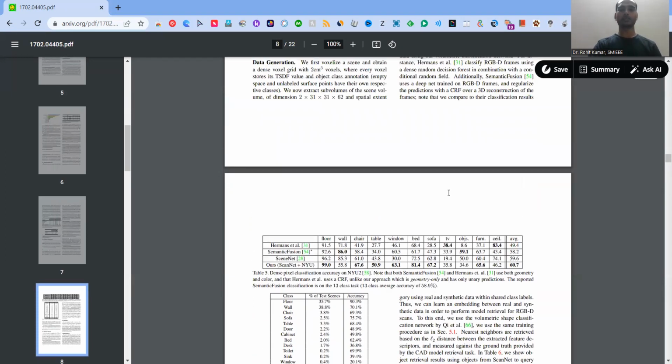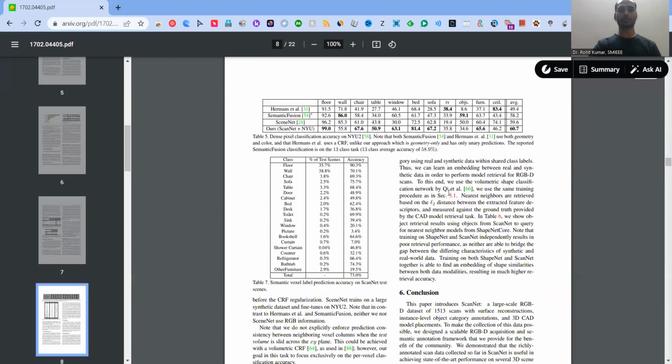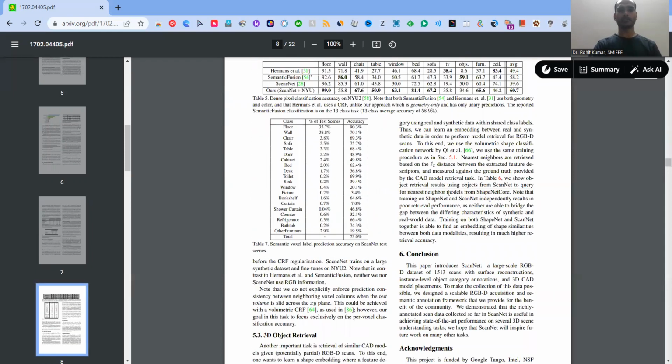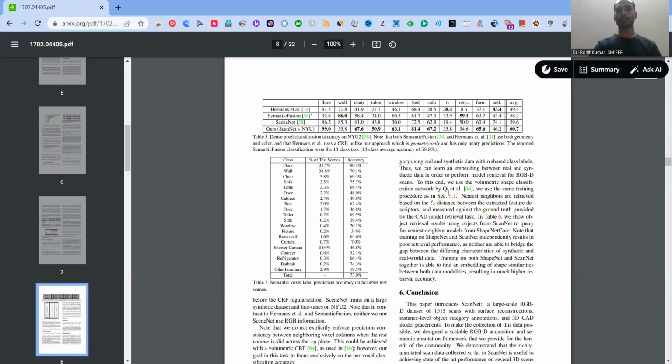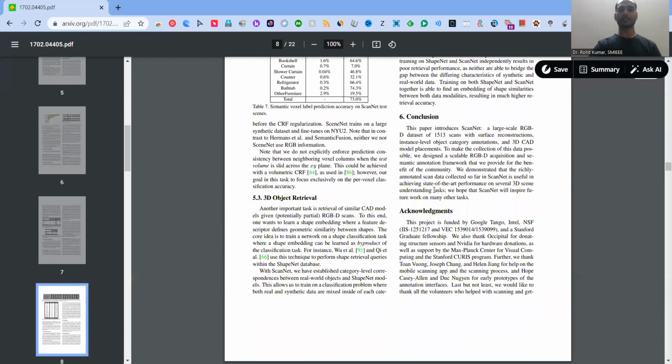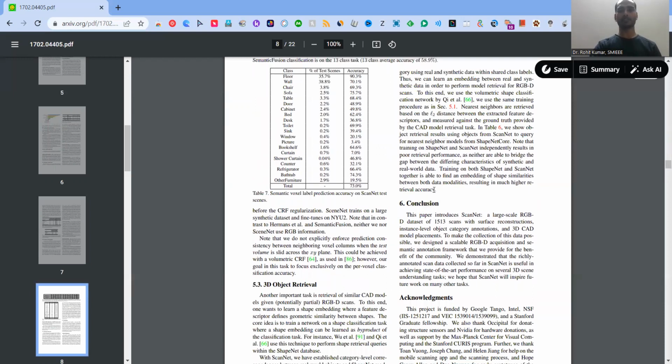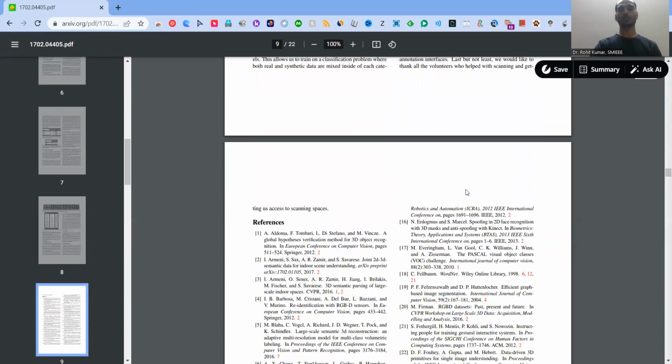Then they discussed their own results with respect to the segmentation of different floors, walls, chairs, and different sorts of objects in the apartment. And with respect to different classes of objects, they have tested the accuracy. So that's all from this particular work.